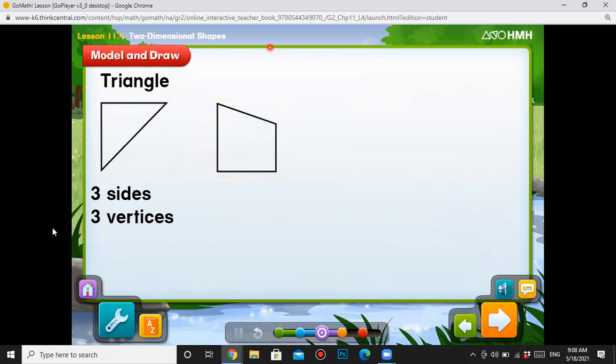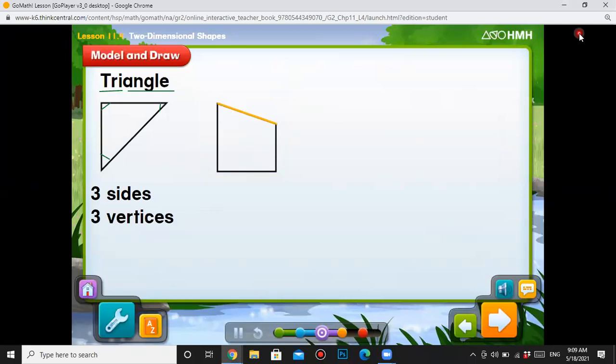So the first shape we should know is the triangle. Tri means 3. Can you see, guys? Tri means 3. So this is a triangle because it has 3 sides, 3 vertices. So this is tri and angle. This is the angle, guys. So we have 3 angles. Triangle: 3 vertices, three sides. Okay, let's see this shape.